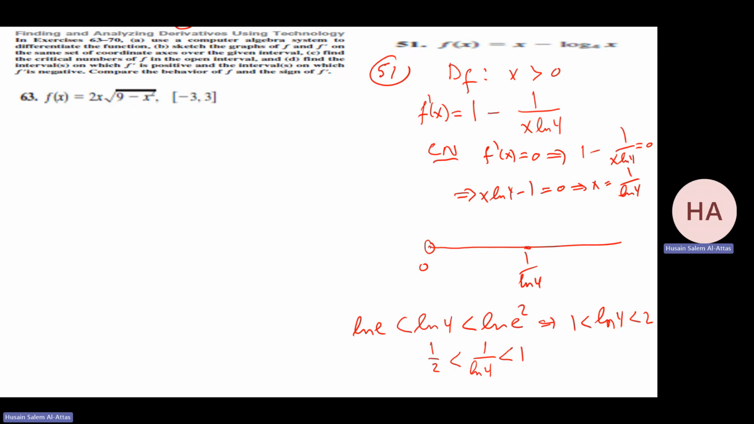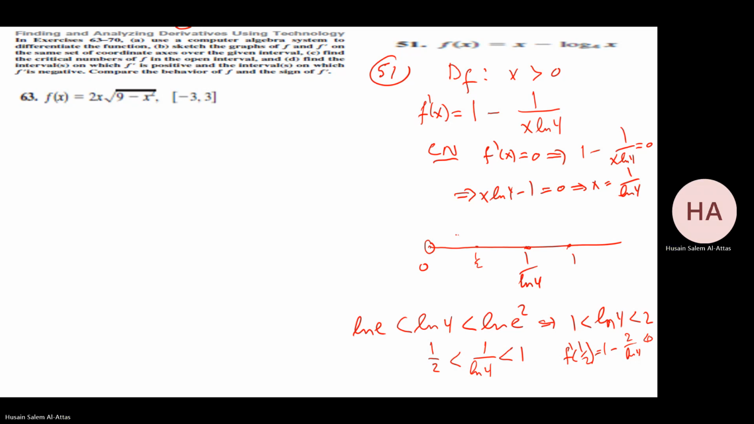Okay. So take a value, for example, half. What will be f prime at half? F prime at 1 is very clear. It's 1 minus 1 over ln 4, which is positive. So f prime at half, I take a value half here, and here I take 1. F prime at half will be 1 minus 2 over ln 4. So it's negative. So it's decreasing.